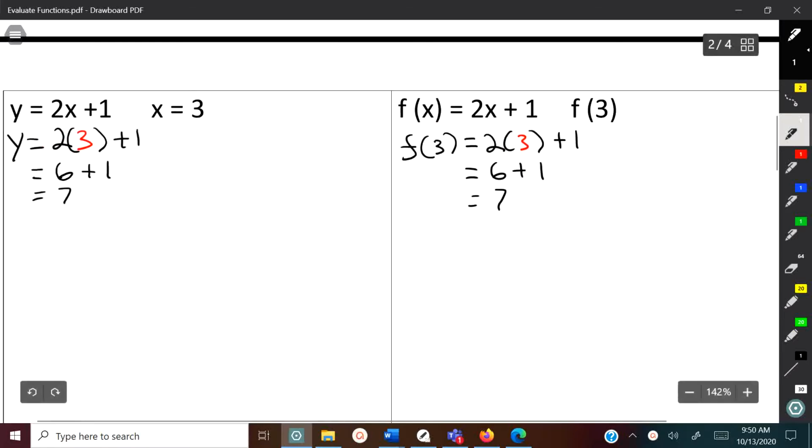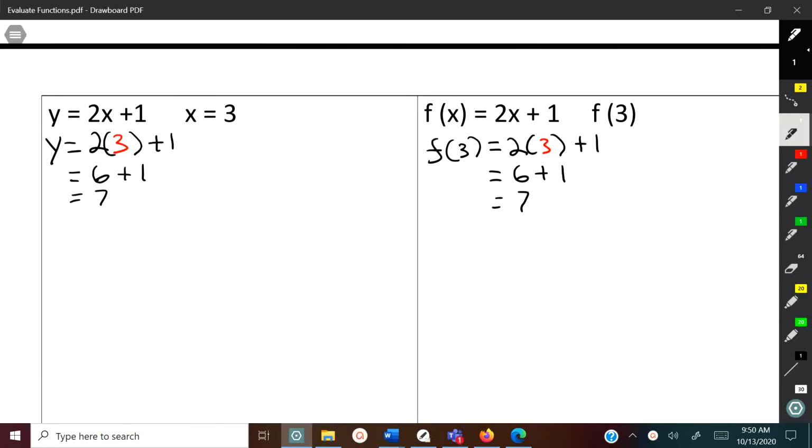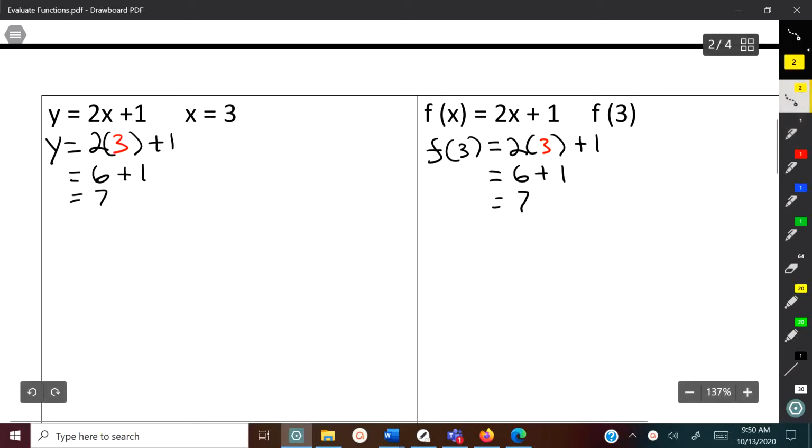So the difference is this just says y is equal to 7. This says not y, but f of 3. This is what the function is when we plug in 3. It gives us some more information when we just look at it. It simplifies things.